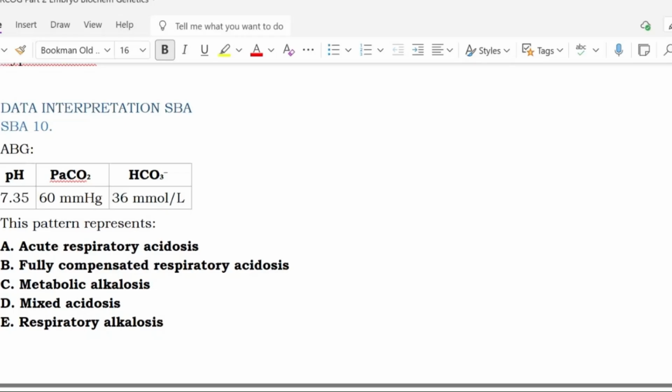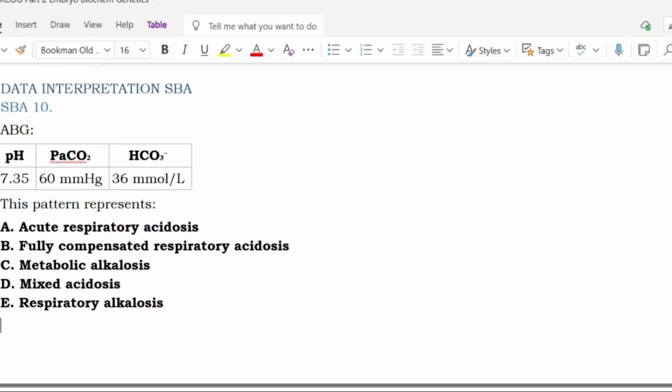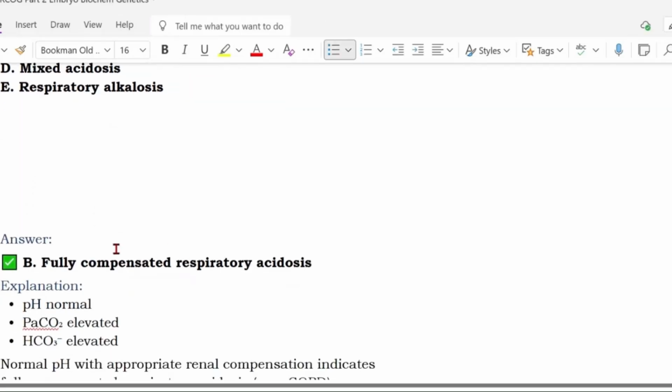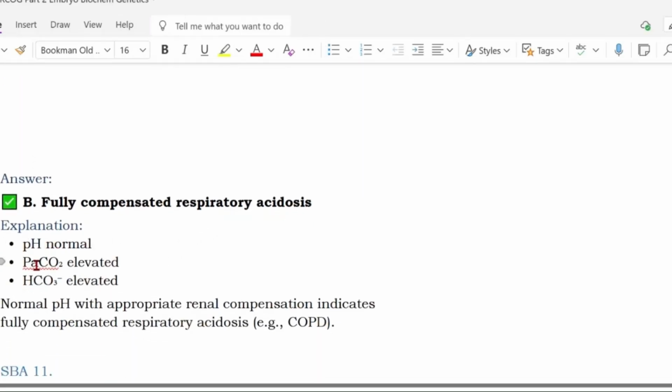pH has come to normal, but there is still alteration in the PaCO2 and HCO3. That means initially it was an acidotic condition. The pH has been brought to normal by the compensatory mechanism. So it becomes fully compensated respiratory acidosis. Yes, sir, because these two are increased. So pH is normal, PaCO2 is elevated, bicarb is also elevated. Normal pH with appropriate renal compensation indicates fully compensated respiratory acidosis such as COPD.